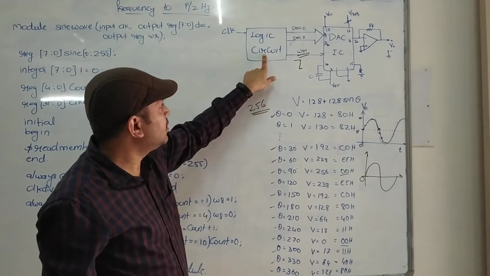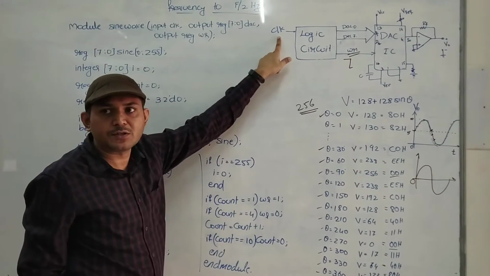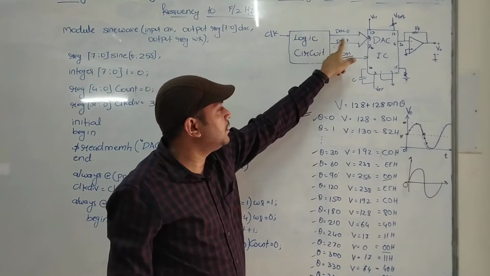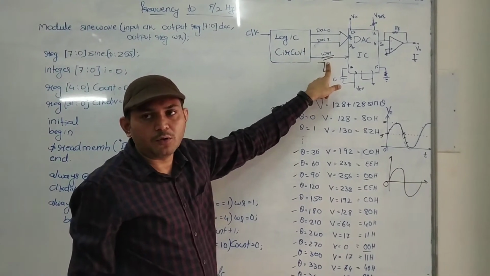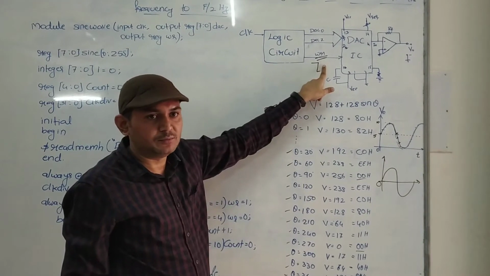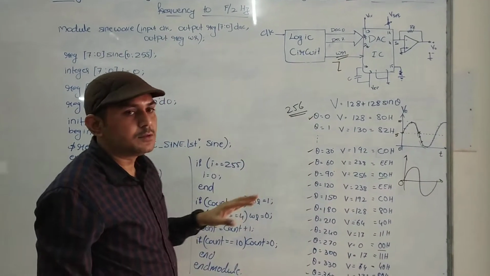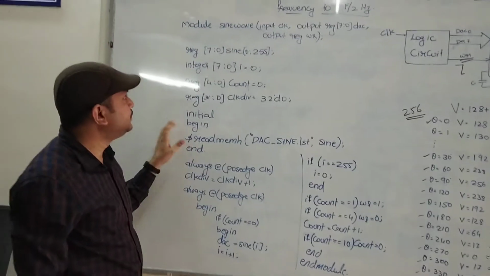The only input to this logic circuit is your clock. So using this clock, we have to generate the digital values as well as the high to low transition at the output WR bar pin. Follow? So now let's understand the program here.